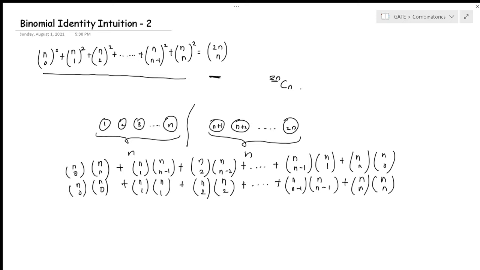Now, if I want to select n elements, I can select 0 elements from this partition and n elements from this partition, or I can select one element from this side and n minus 1 of the rest from this side, or I can select two elements from this side and the rest, n minus 2 elements, from the other side, and so on and so forth. At the end, my last choice would be to select n elements from the left side and no elements from the right side. If you see carefully, none of these cases are overlapping and they are completely disjoint.